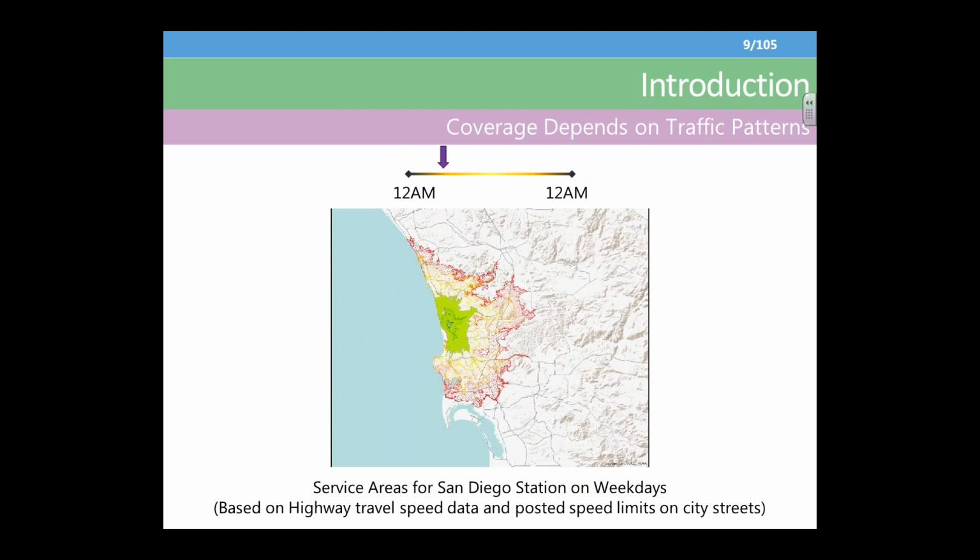This is an example from some early investigations we did, looking again at the San Diego station, where you can see how service areas evolve throughout the day. And this is all based on traffic. So as traffic gets worse, you can't go as far in a given amount of time, and so service areas shrink.